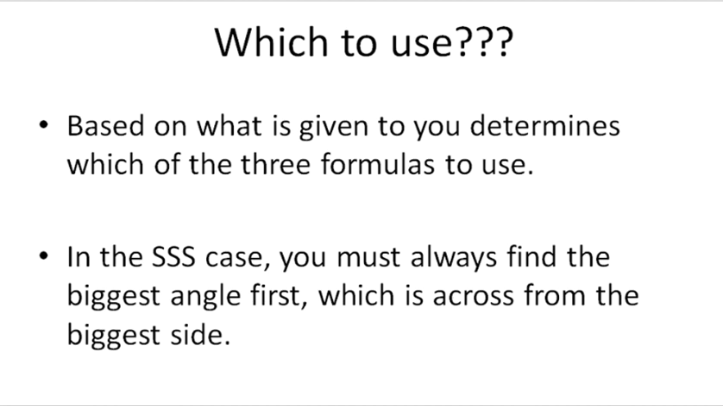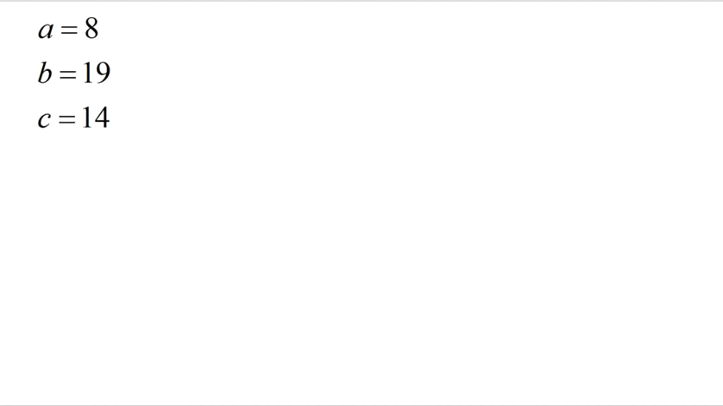So look at your three sides. Whatever one's the biggest, let's say it's A, then find angle A first. Or if B is the biggest, find angle B first. And we're going to start right off with an example of that. So here's our first example.